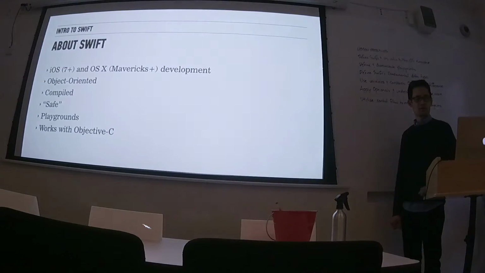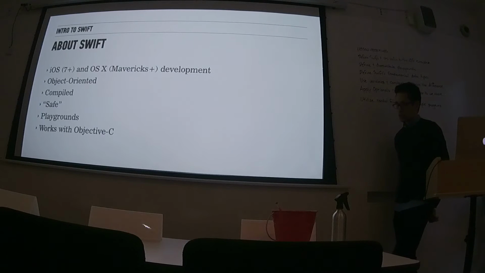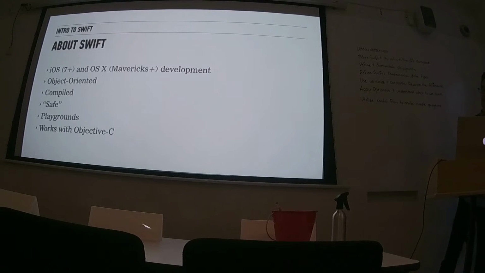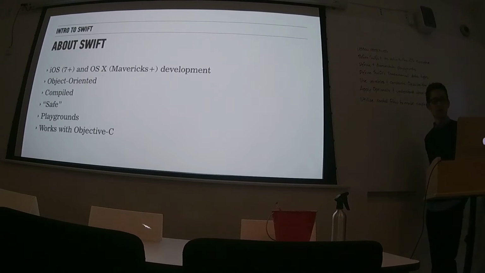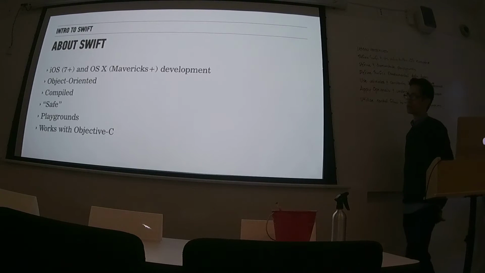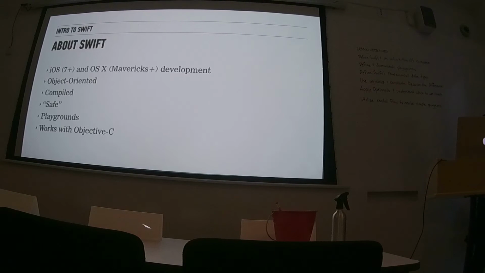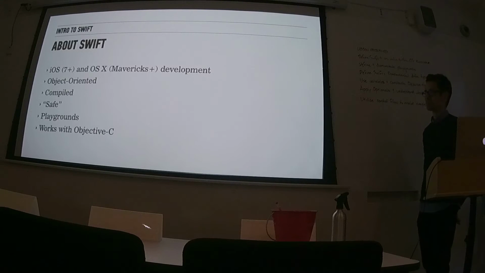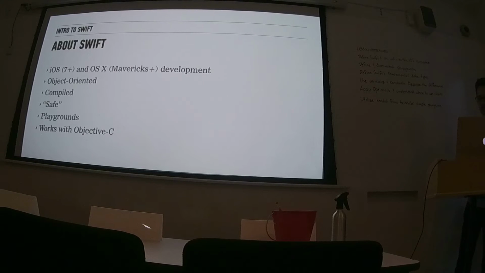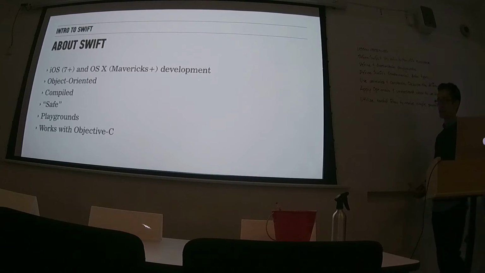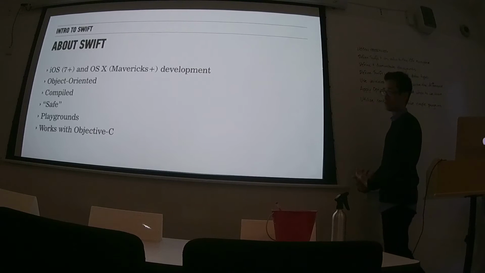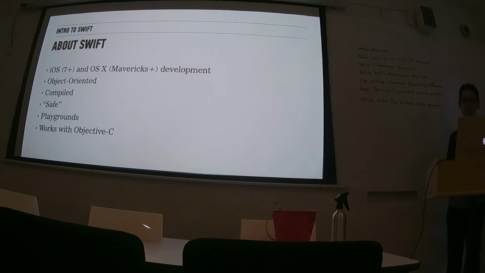Introduction to Swift. Swift is a new language that Apple has developed in recent years for iOS 7 and beyond, and OS X Mavericks and beyond. For those of you that are programming savvy, it's object-oriented, compiled, safe. We'll talk about what type safety is later for you guys. It was designed to support this notion of a playground, an interactive environment where we can play with Swift and get instant feedback. And it also works in tandem with Objective-C.